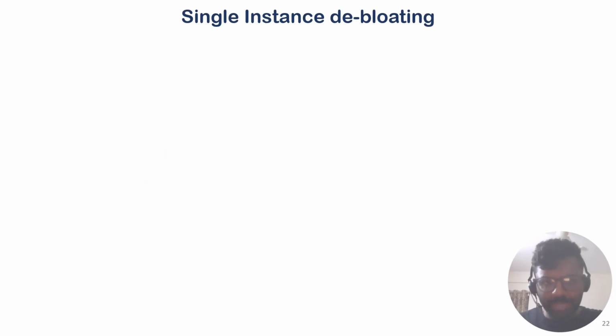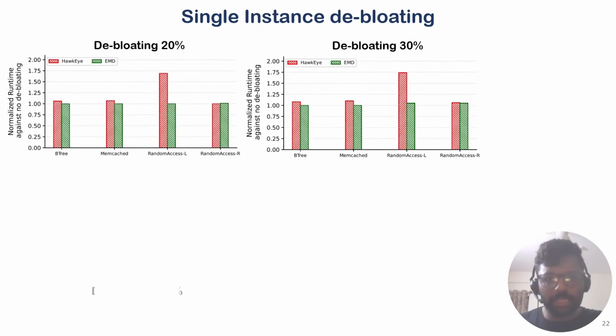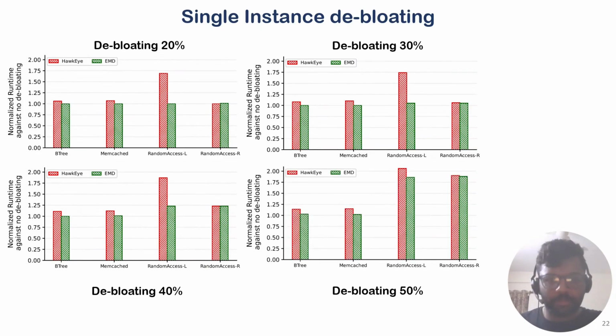We evaluated the impact of debloating on single instance workloads by reclaiming different amounts of memory bloat, such as 20%, 30%, and so on. For example, if an application uses 8 GB of memory and we debloat 20%, we basically reclaim 1.6 GB of zero filled pages.